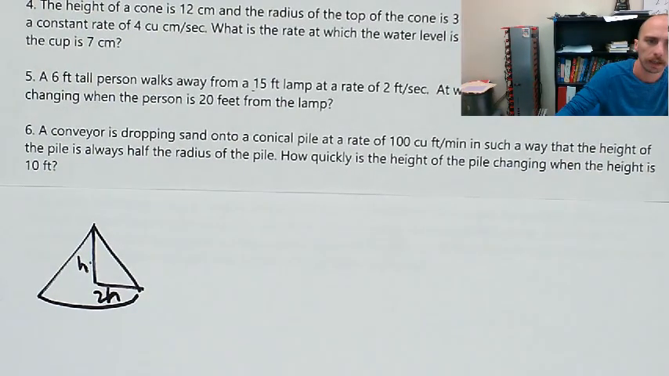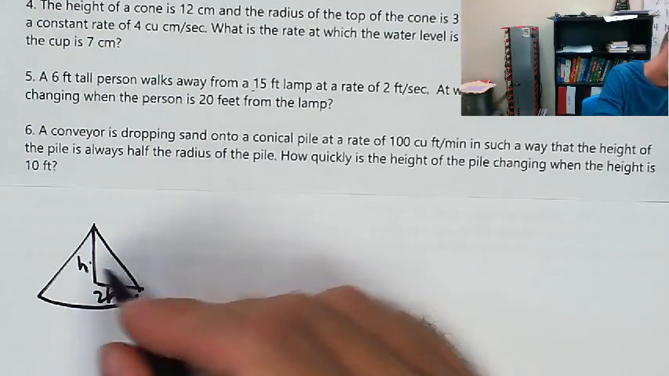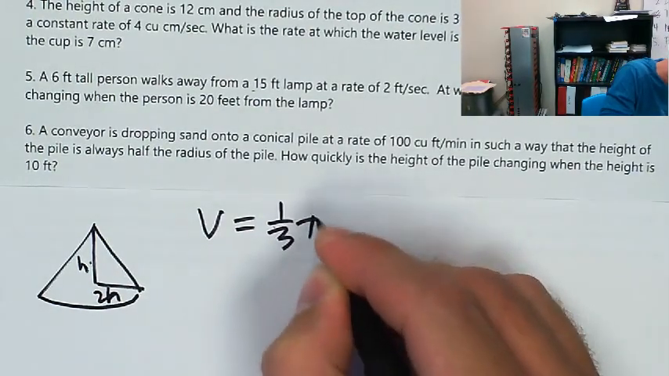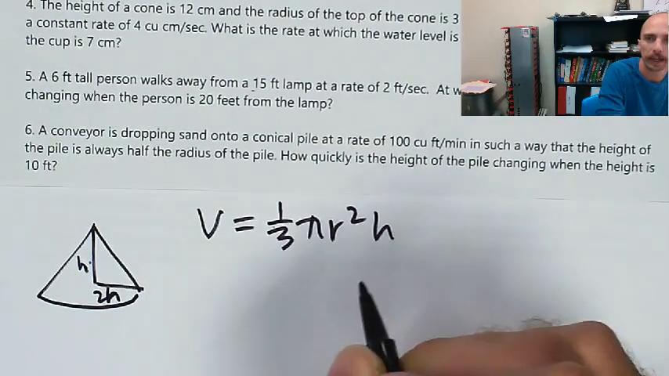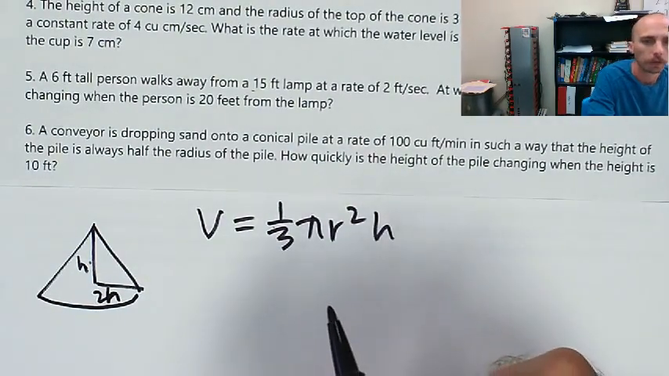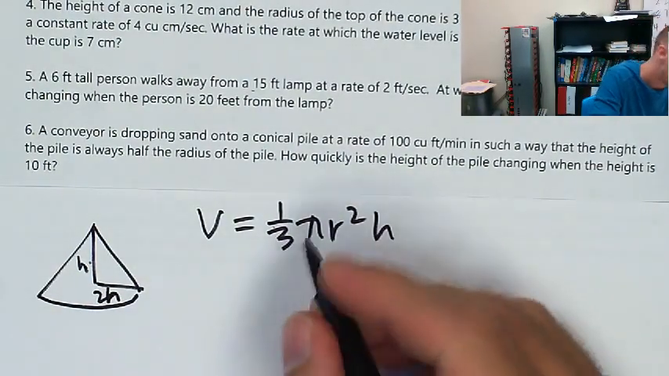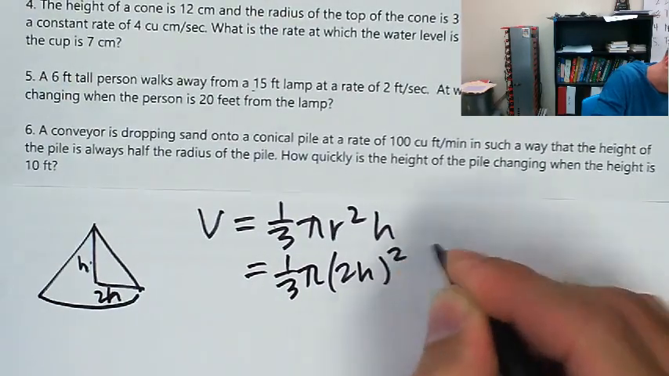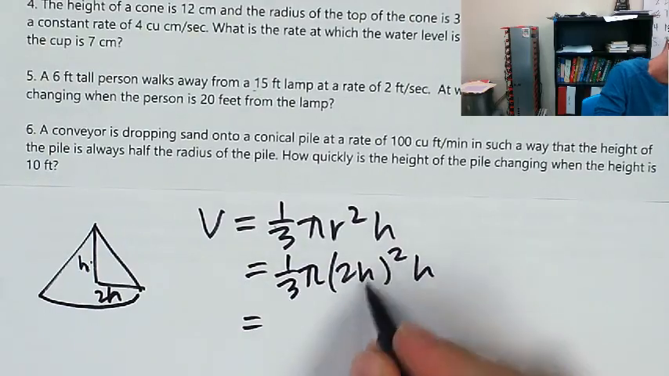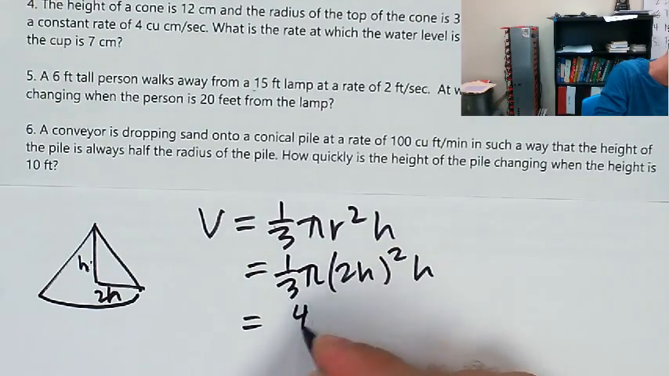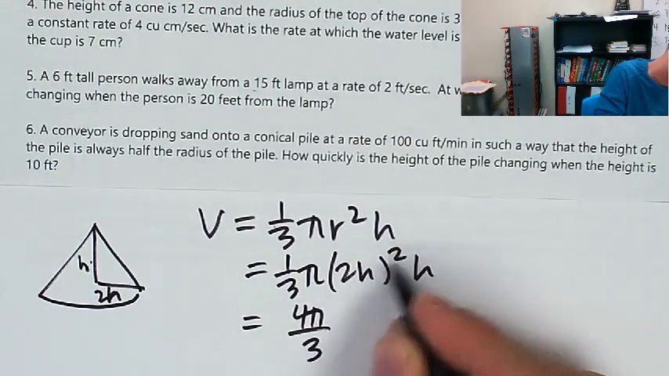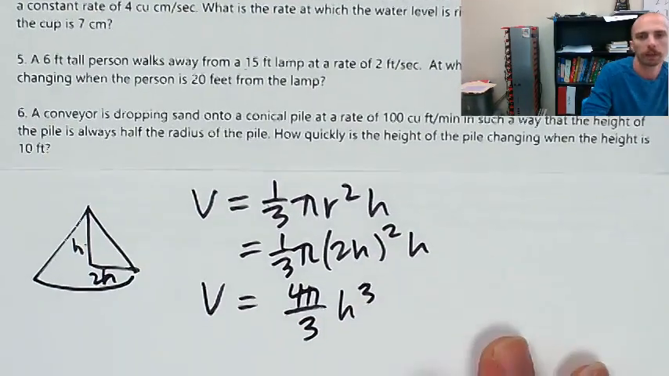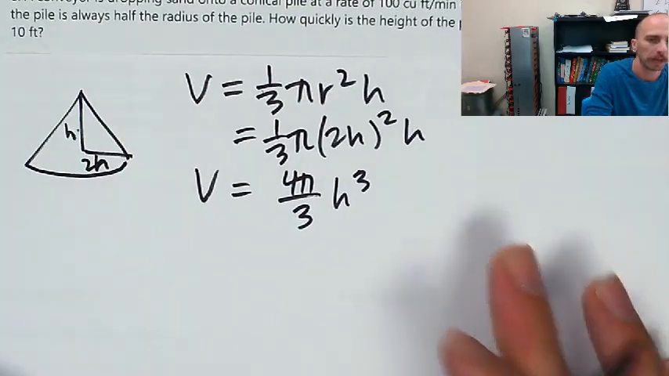And so now I'm going to just do it like this. Volume is equal to 1/3 pi radius squared multiplied by height. Now I'm going to substitute on radius, and that's 2 heights. 1/3 pi radius squared is (2h) squared multiplied by h. So that's going to be a 4, so 4 pi over 3, 2 powers of h, another power is 3 total powers of h. So I've got myself a formula for volume in terms of h.